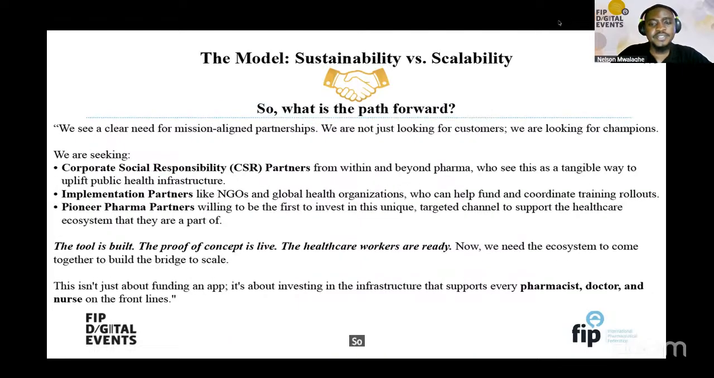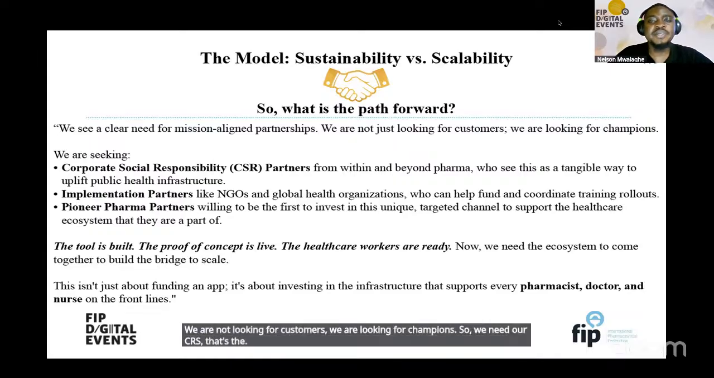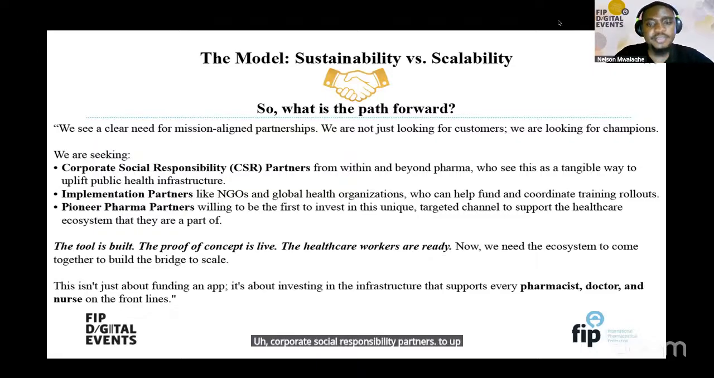So the path forward is mission-aligned partnerships. We are not looking for customers, we are looking for champions. So we need CSR, that's the corporate social responsibility partners, to uplift public health, implementation partners, that's NGOs, to fund training rollouts, and pioneer pharma partners to invest in this unique channel.